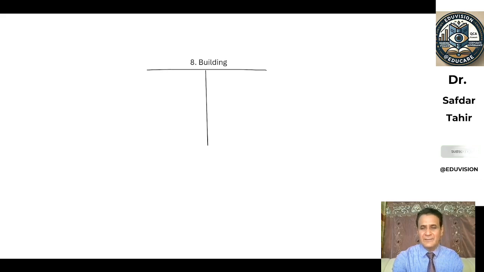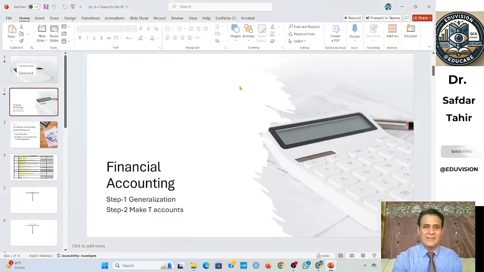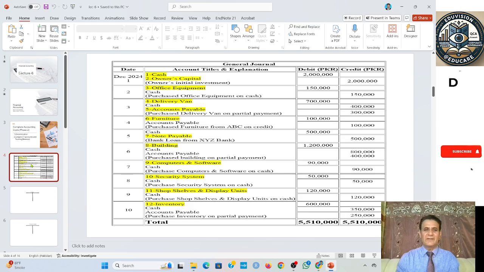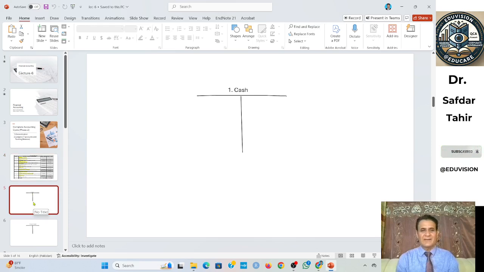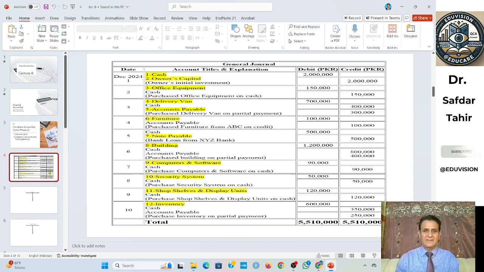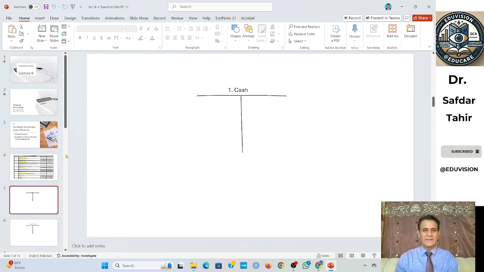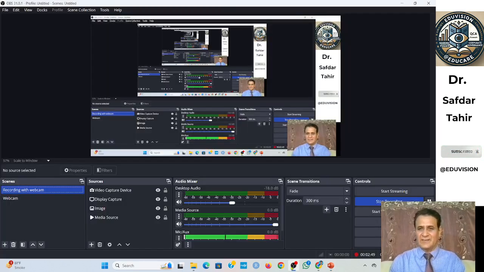This is the eighth, building T account, building ledger, and this is the computer and software T account, I mean ledger. This is the 10th, security system T account. This is the shop shelves display unit. This is the inventory. So how many accounts are in your journal, that we now convert into their T accounts? There are 12 different accounts, different titles, so we make the T accounts from these titles.